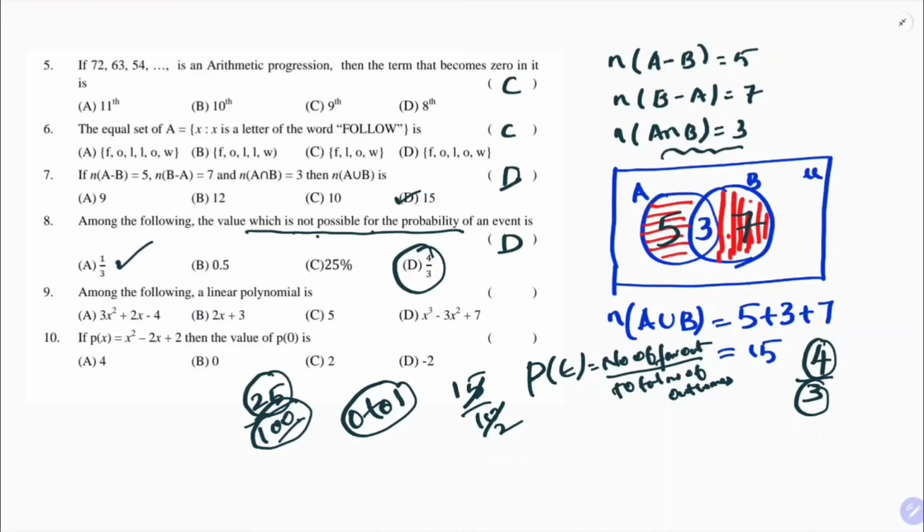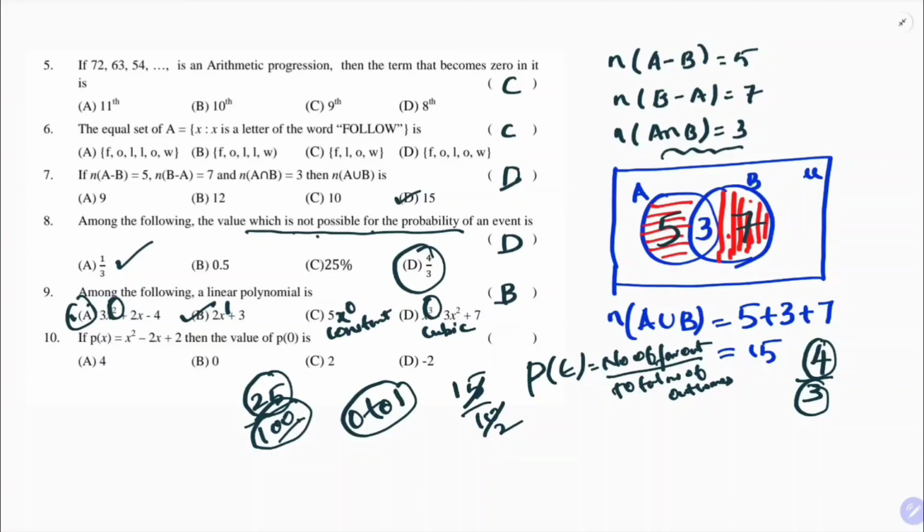Next one, among the following, a linear equation or a linear polynomial is. Now if you see the first option, it is quadratic because the degree here is 2, therefore it is quadratic. Here in option C, the degree is 0, so it is constant. And in the third one, the degree is 3, so it will become cubic. So here the second option B, the degree is 1, so it is a linear polynomial. The correct option is B.